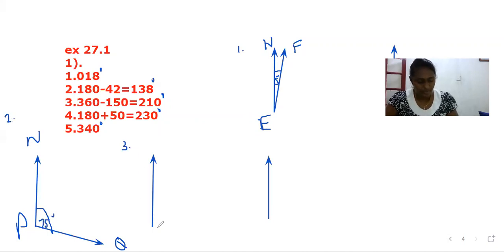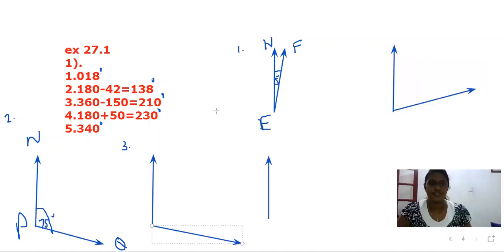Third, 105. So how to show 105? It's nearly such a figure. I'm extremely sorry, I have missed that. One second, children. One minute. I have drawn those answers.